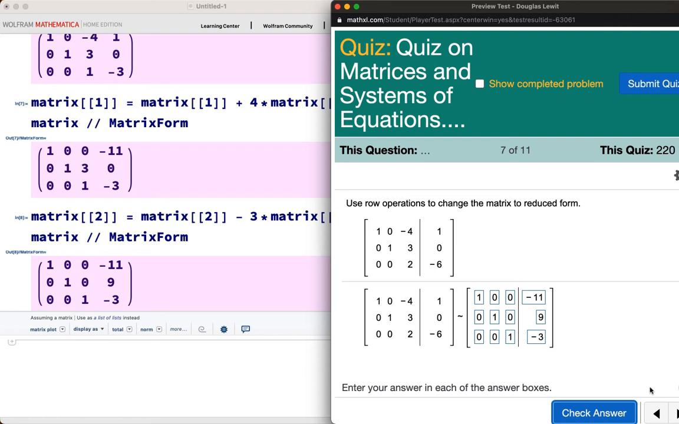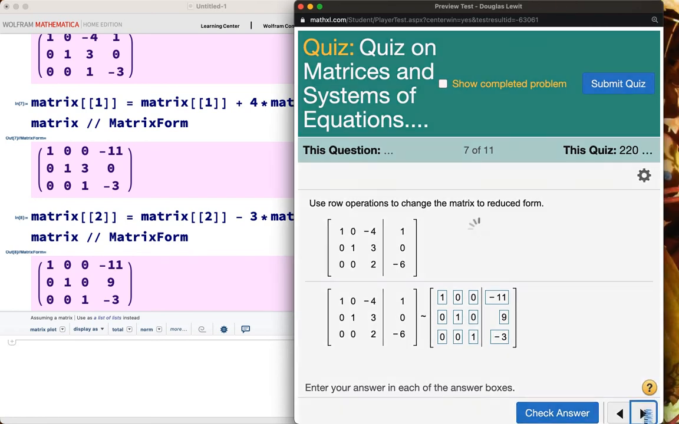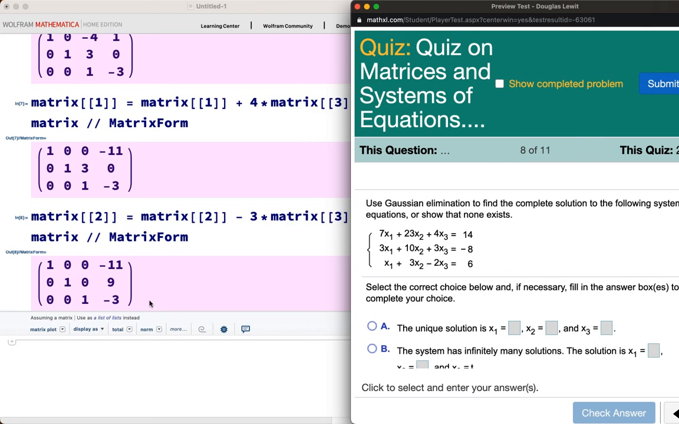Let's go on to number 8. So we're almost finished. Okay, use Gaussian elimination to find the complete solution to the following system of equations or show that none exists. Okay, same thing as before. I mean, this should be pretty easy.